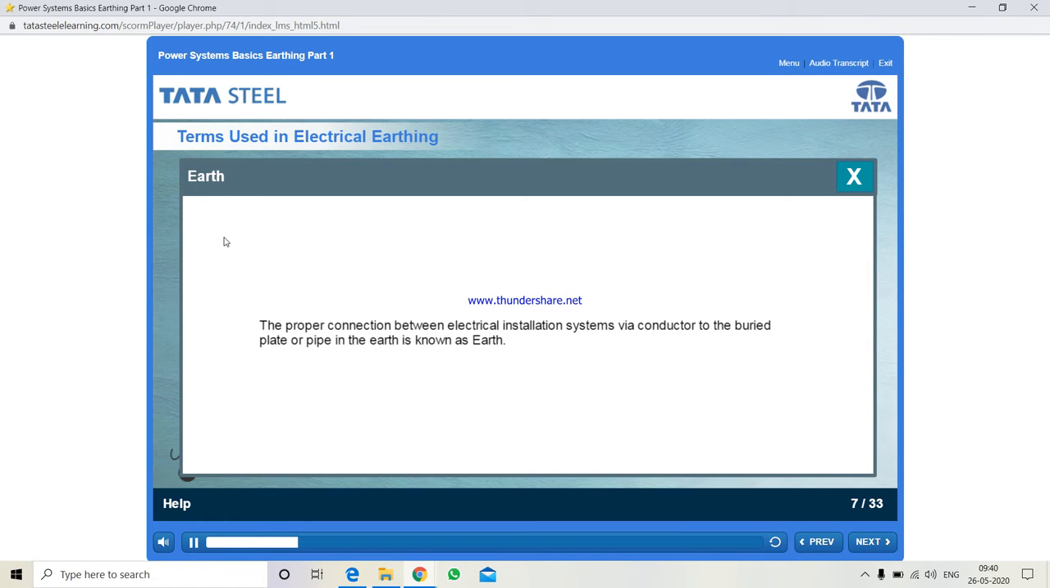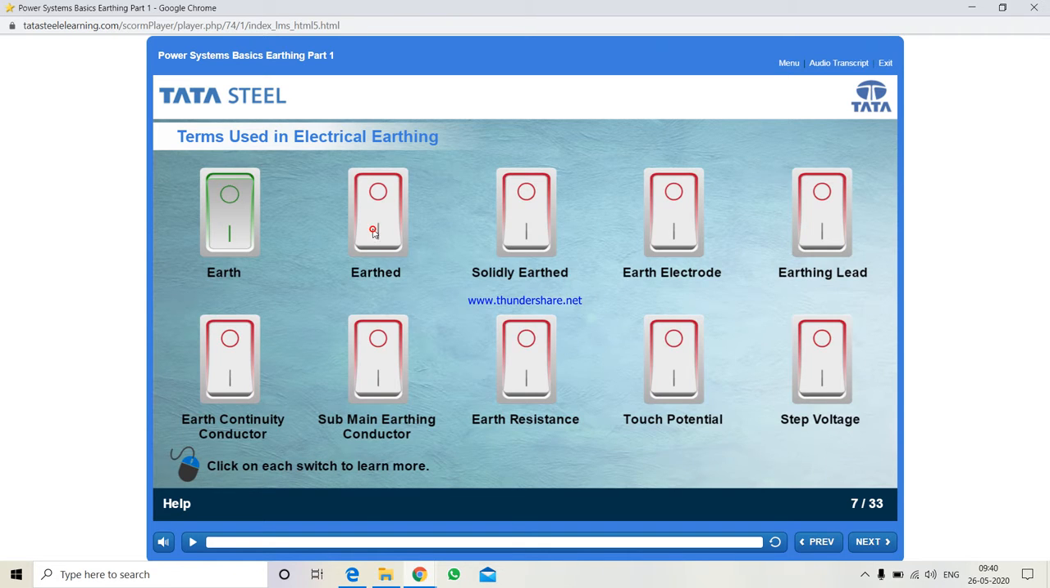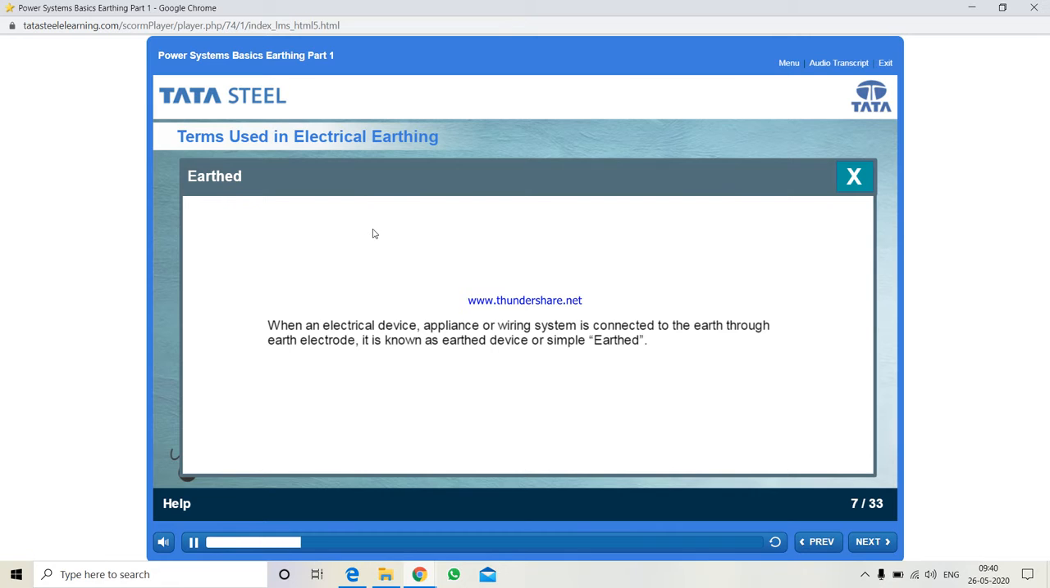Earth. The proper connection between electrical installation systems via conductor to the buried plate or pipe in the earth is known as earth. Earthed. When an electrical device, appliance or wiring system is connected to the earth through earth electrode, it is known as earthed device or simply earthed.